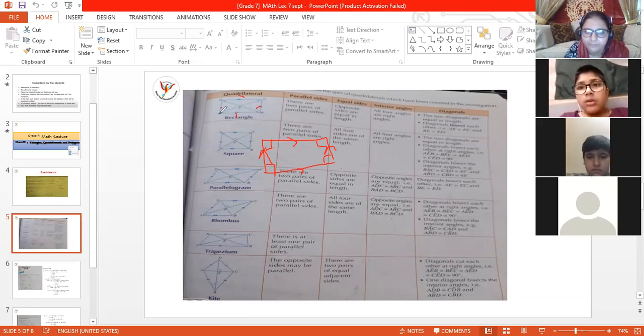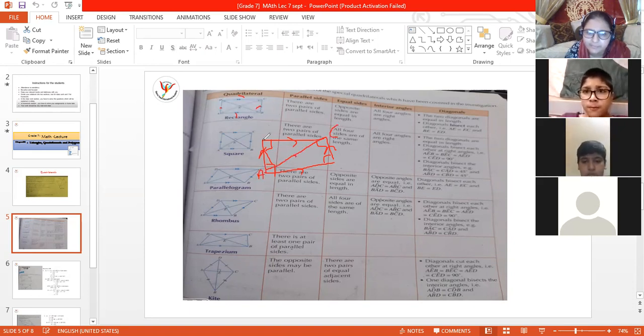For example, if one diagonal is cutting from A to C, then the other diagonal is cutting from B to D. These two diagonals are of equal length, right? For example, I can say AE is equal to EC, this is the diagonal. This is point A, this is point C, and this is the midpoint where both the diagonals are intersecting.